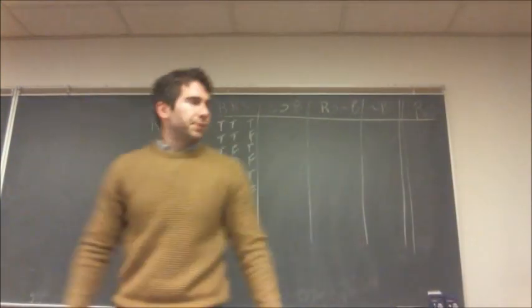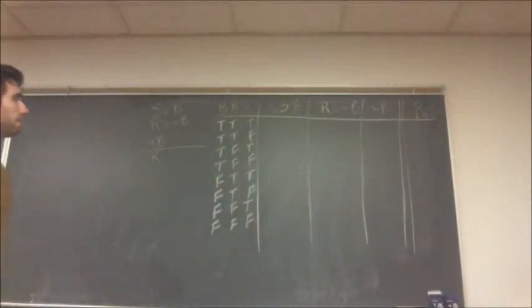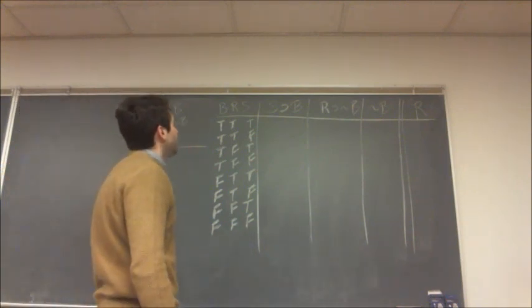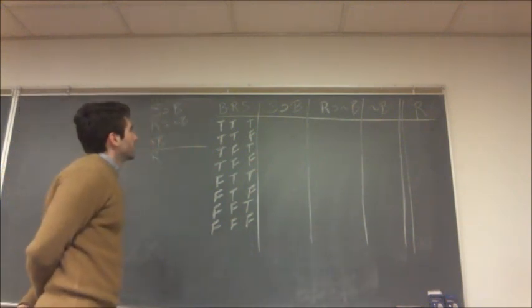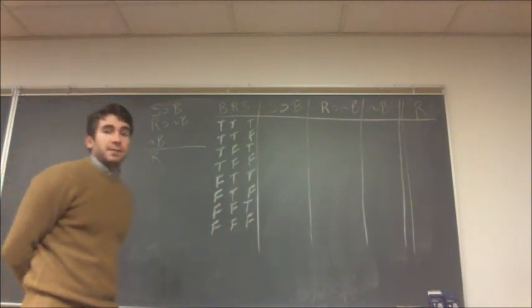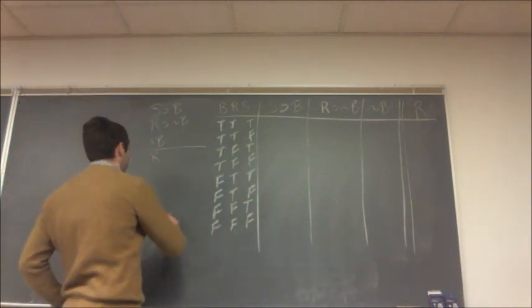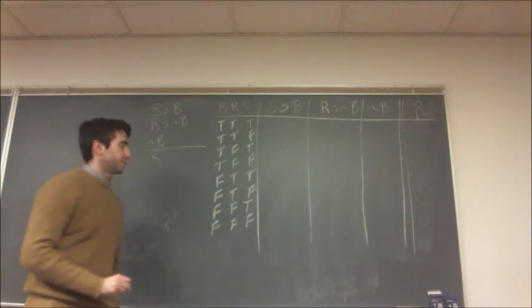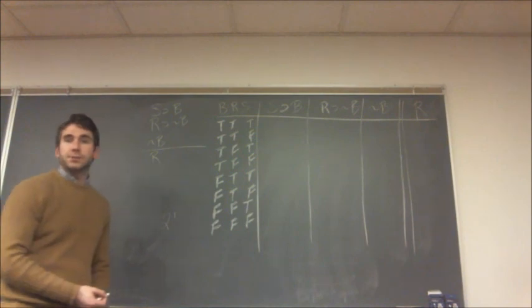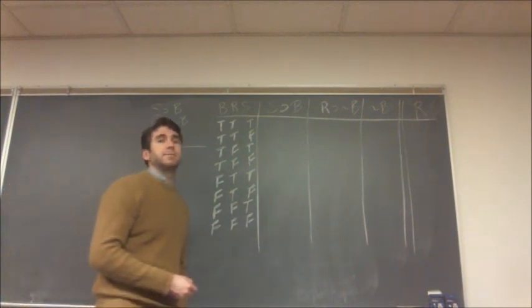All right, so here's the next one. I've done more of the setup this time simply to save a little bit of time. So this has 3 sentence letters, B, R, and S, which means that there are 8 rows. Again, because the number of rows is given by 2 to the n, where n here is 3, so 2 to the third is 2 times 2 is 4, right, times 2 is 8.